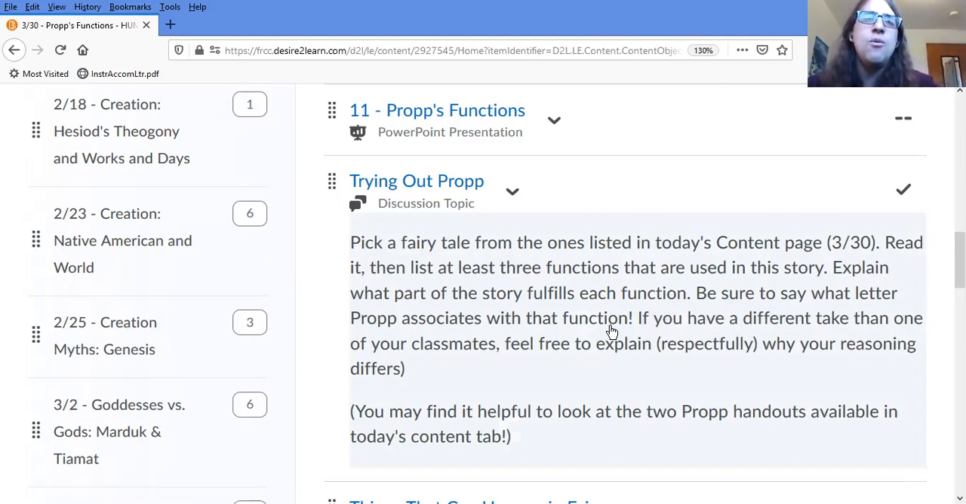For instance, if you were doing the Goose Girl, the Goose Girl is not on this list, but if you were doing the Goose Girl instead of one of these, you could say that one function is transformation, letter T, because the goose girl is altered in her clothes into being a goose girl instead of the princess that she actually is. Something like that. So for your answer, you could put T, transformation, and the event is having her clothes stolen. Something like that.